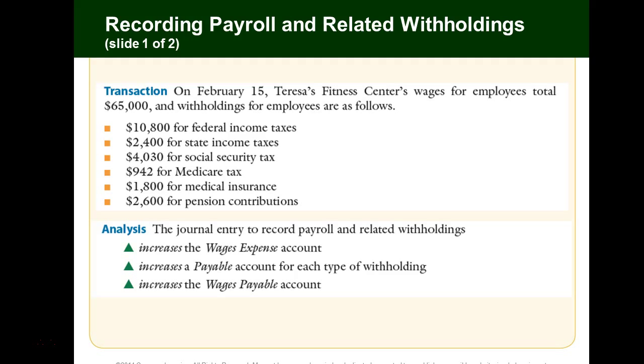So when this transaction occurs, we've got a couple accounts we're going to have to adjust. The wage expense for reporting these wages is a debit. We're increasing our wages expense, but we're going to have a lot of payables that we're going to increase also.